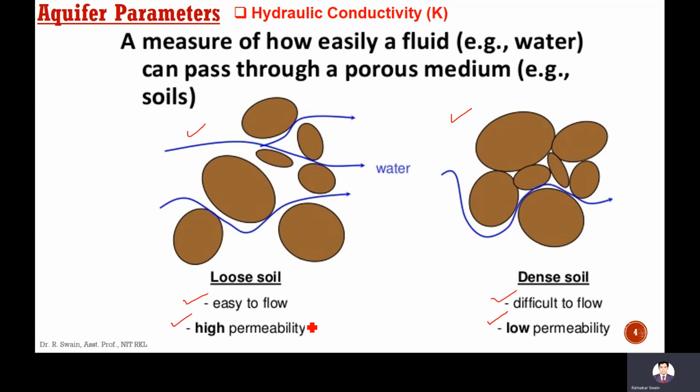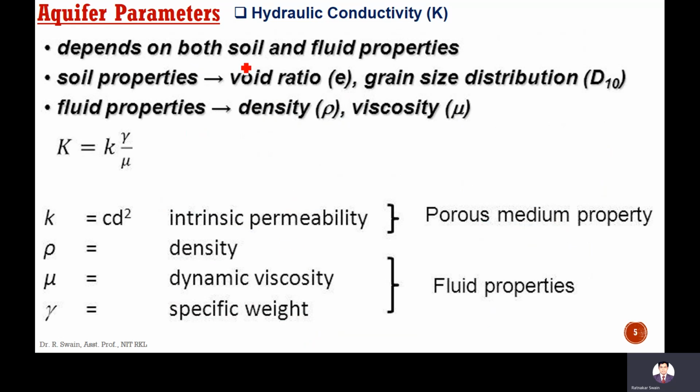Permeability depends only upon the soil, but the hydraulic conductivity depends upon both the soil and the fluid properties. Soil properties mean void ratio and grain size distribution. Fluid properties mean density and viscosity. So this hydraulic conductivity is calculated using the formula K into gamma divided by mu.